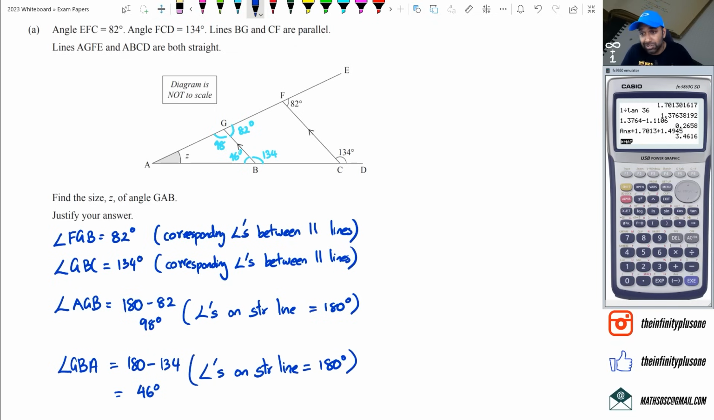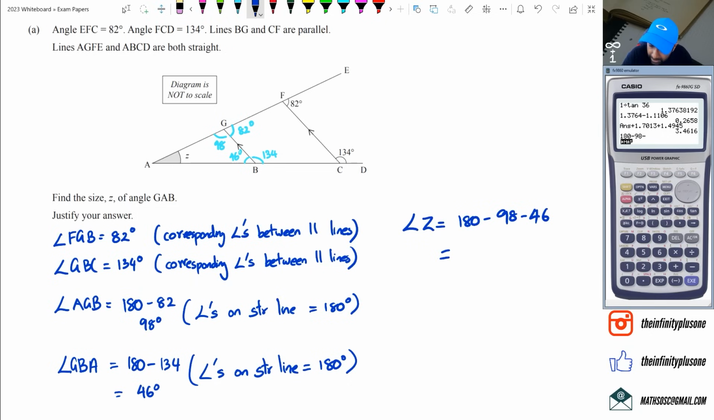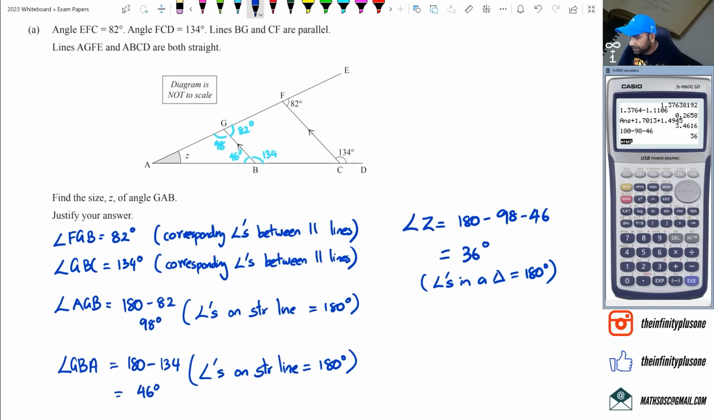Now I've got all the angles that I need, which means angle Z is equal to 180 take away 98 take away 46, which is going to give me, let's just do that quickly here, 180 take away 98 take away 46. That's going to give me 36 degrees, and this is because angles in a triangle equal 180 degrees.